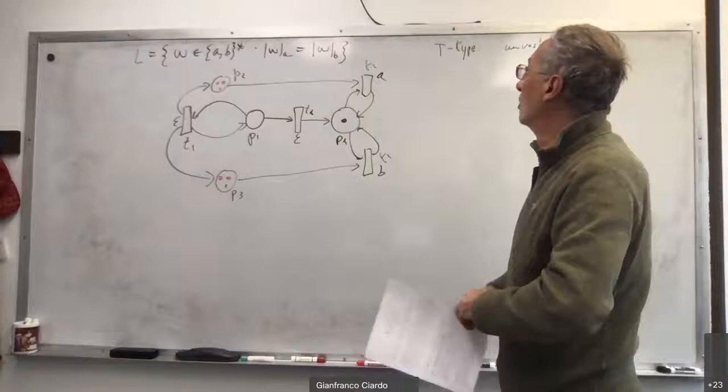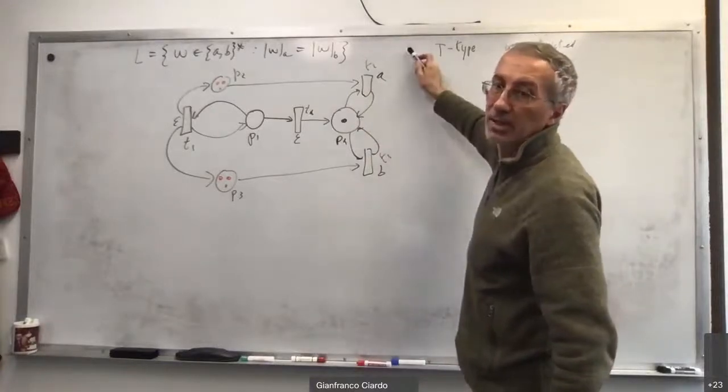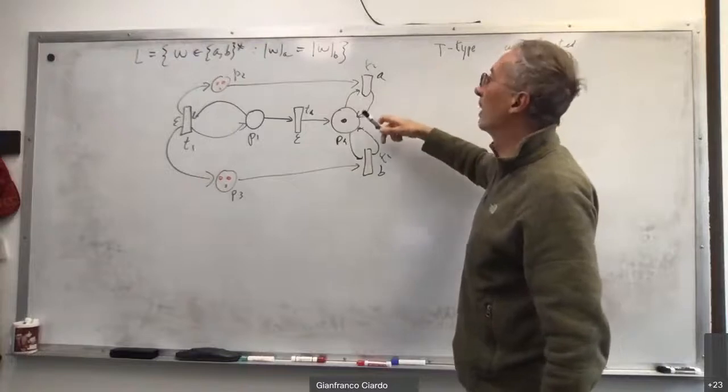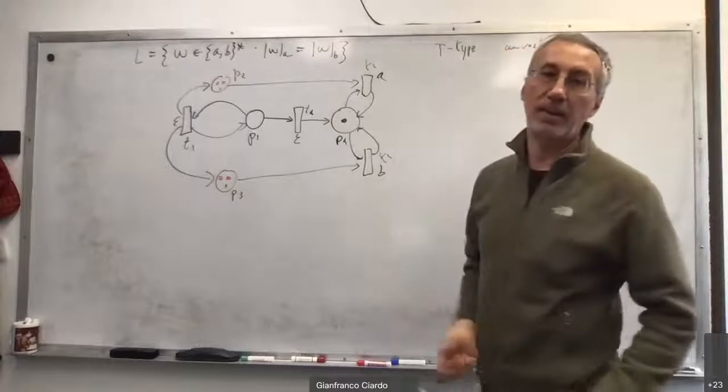So I can do T2, then T3, then T3, then T3, then T2, then T2, for example. Okay. Well, that will then be A, B, B, B, A, which is in the language.